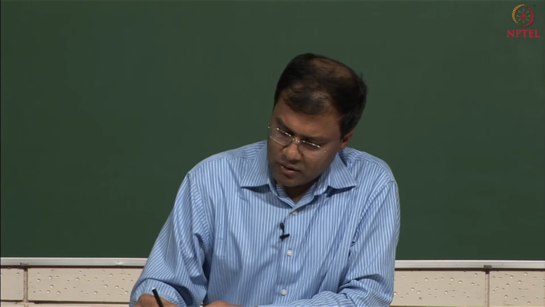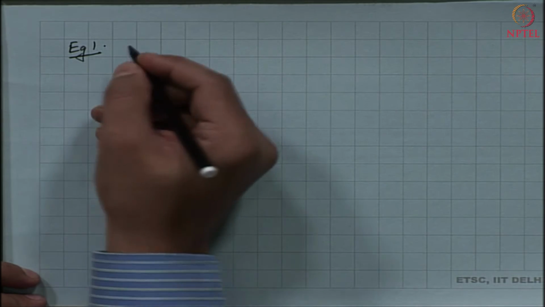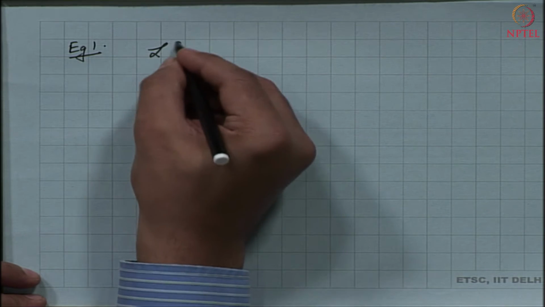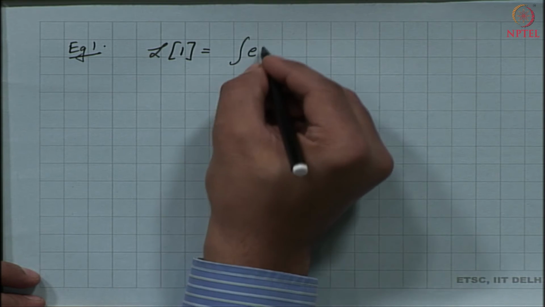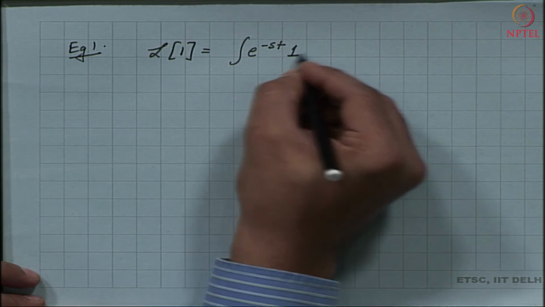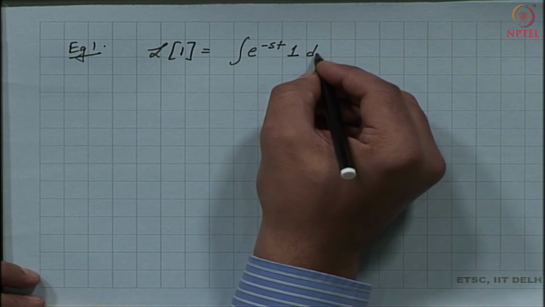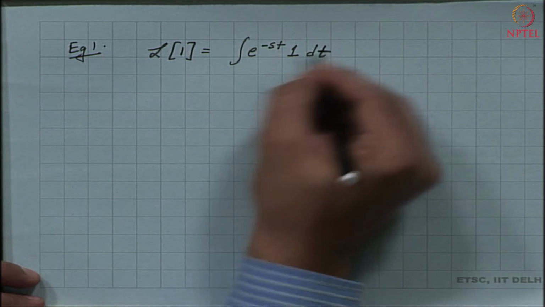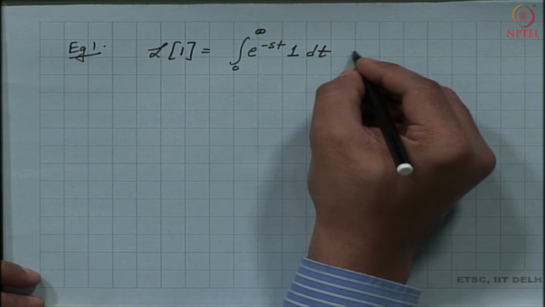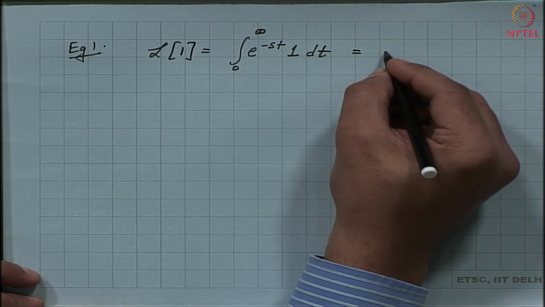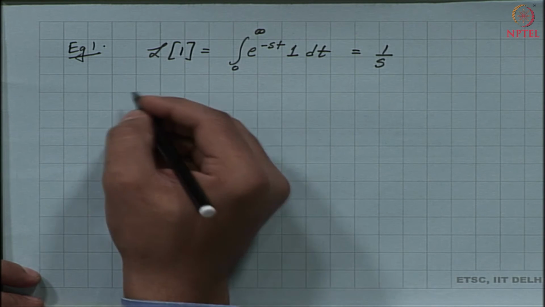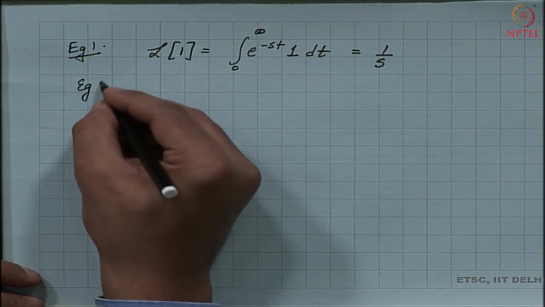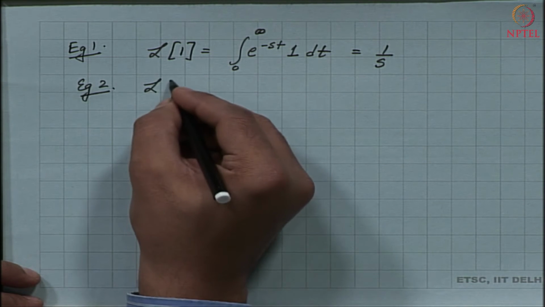Okay. So, to begin with, here are some simple examples. The Laplace transform of 1 is nothing but the integral of e to the power negative s t times 1 dt from 0 to infinity, and when I do the integration I get that this is equal to 1 by s.